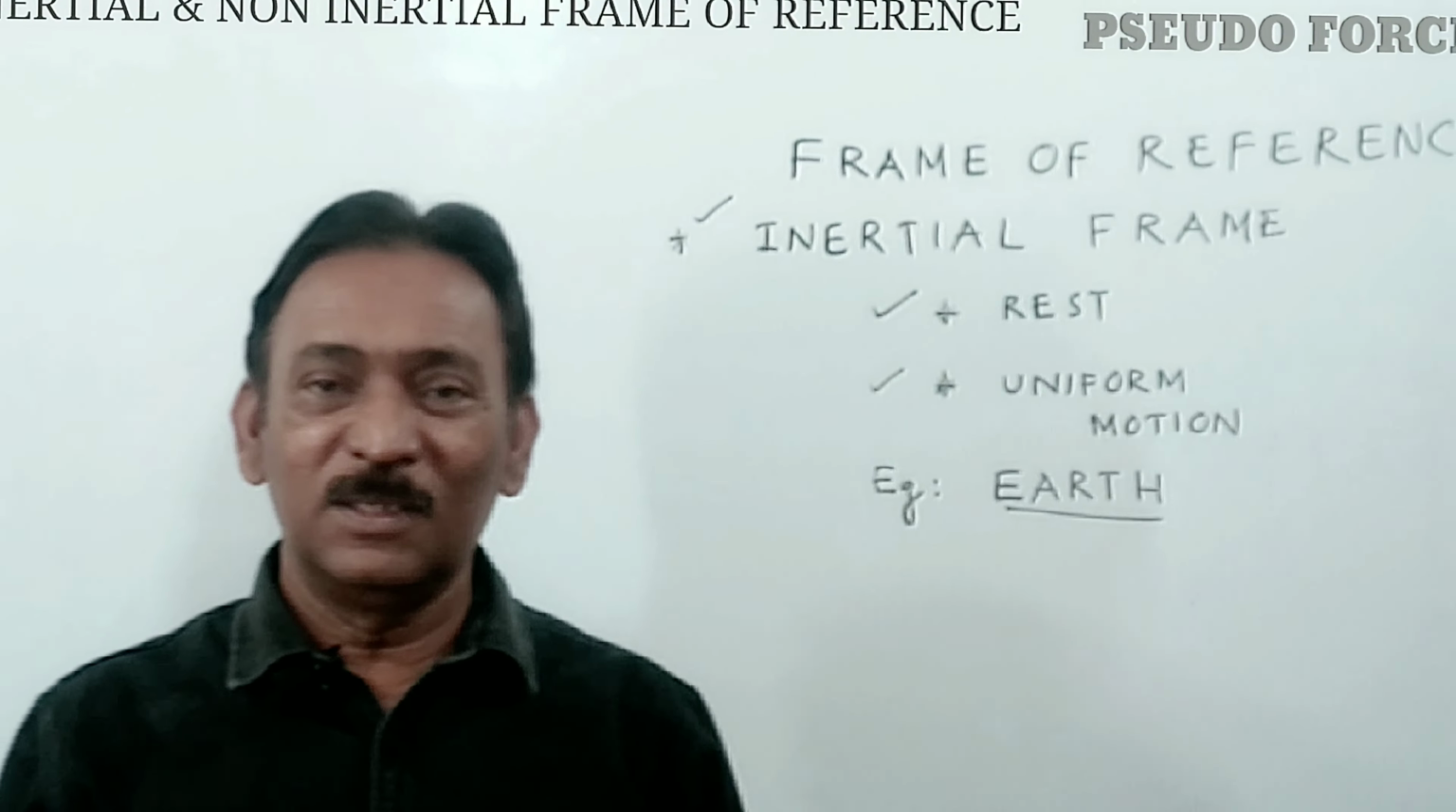These are the frames of reference, students. Frame of reference is classified into two types. One is the inertial frame and the second is the non-inertial frame. The inertial frame is the frame in which Newton laws are valid. In the non-inertial frame, the Newton laws are invalid. Let's go into these in detail, students.